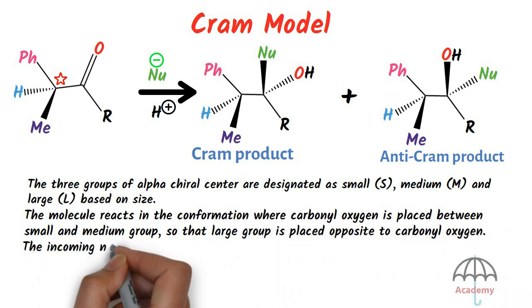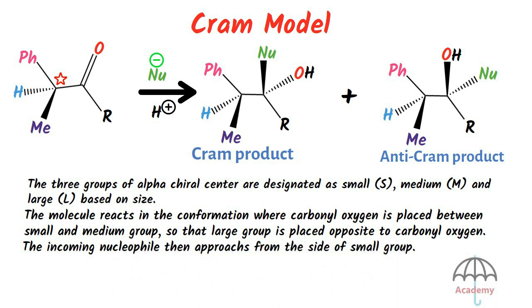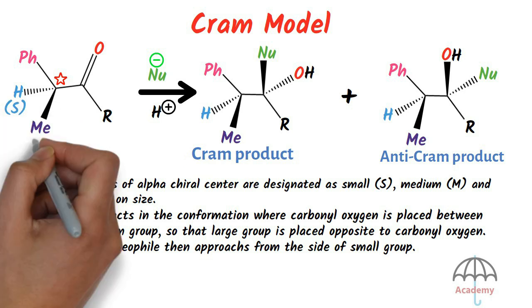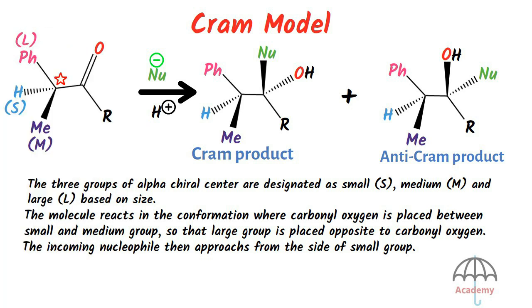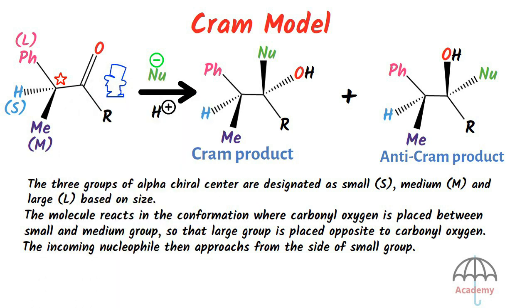The incoming nucleophile then approaches from the side of the small group to give the major product, whereas the approach of the nucleophile from the side of the medium group gives the minor product. In this molecule, hydrogen will be denoted as small, methyl as medium and phenyl as large group. We will draw the Newman projection of the molecule looking through the carbonyl carbon and alpha carbon bond.